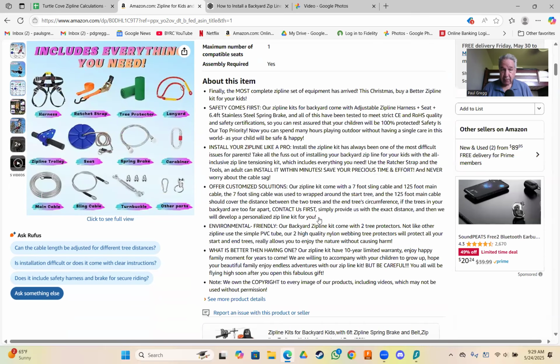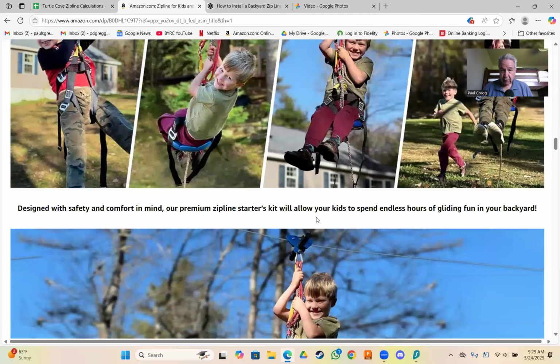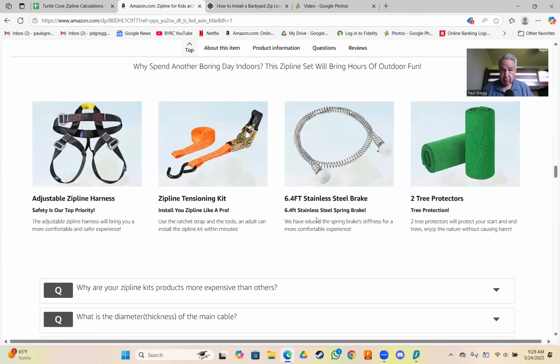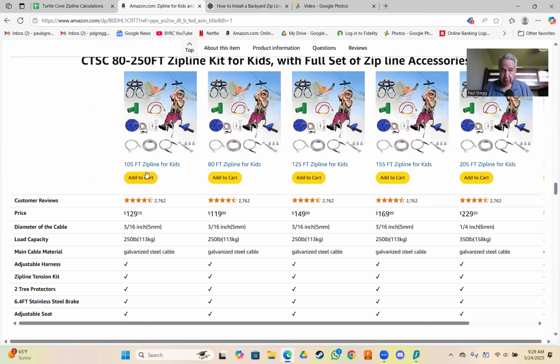So down at the bottom here is a comparison of different ones you can buy, and here's some nice pictures. You've got to decide who's going to ride it. So you can see the cheaper ones are shorter and they're good for 250 pounds, and the more expensive one has a thicker cable, goes from 3/16 or 5 millimeter to a quarter inch, a 6 millimeter cable, and they're saying that's good for 350 pounds, which is good, and it's 205 feet long. So you've got to measure between your trees or your anchor points and make a decision on that.